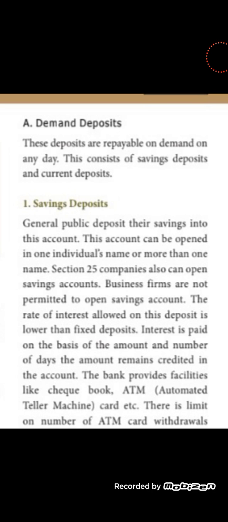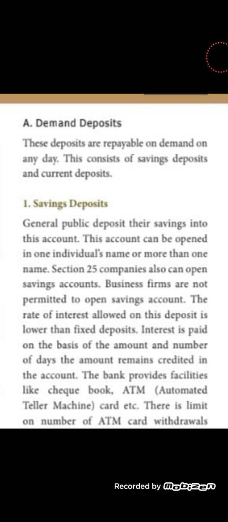ATM is familiar; you know about the ATM. Like that, they provide many facilities to customers. There is a limit for withdrawing money from the ATM. Usually it is fixed at five times. In that case, a minimum balance should be maintained in this deposit account. Otherwise, if they do not maintain it, penal interest will be charged.